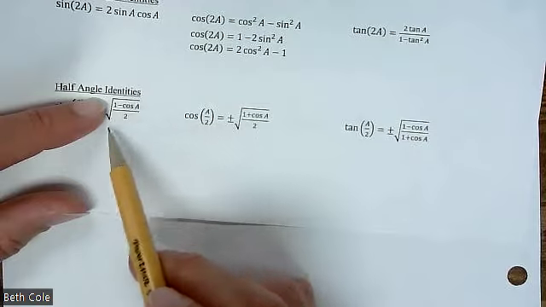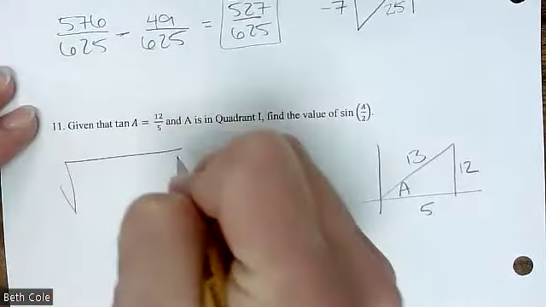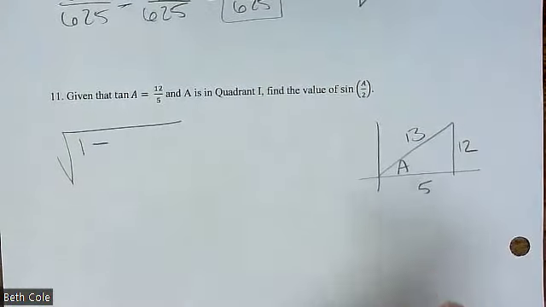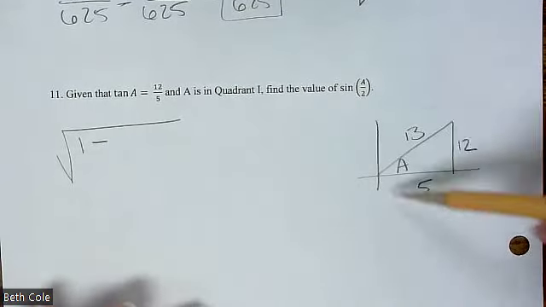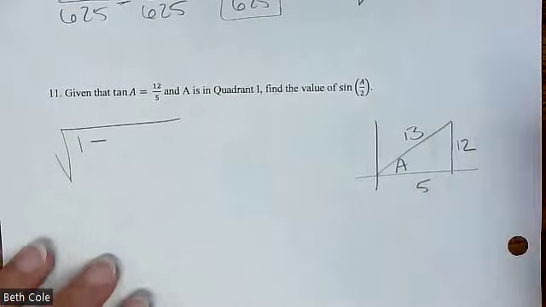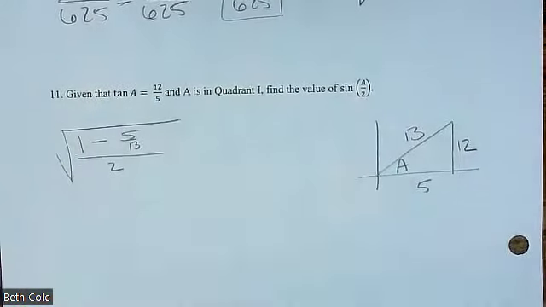So it's going to be square root of 1 minus cosine over 2. So draw a great big square root. I can't really have my formula sheet and this up here at the same time, so you'll have to look at it. 1 minus cosine. All right, so looking over here, what's cosine? What over what? Yeah, 5 over 13. And then that whole thing is over 2.